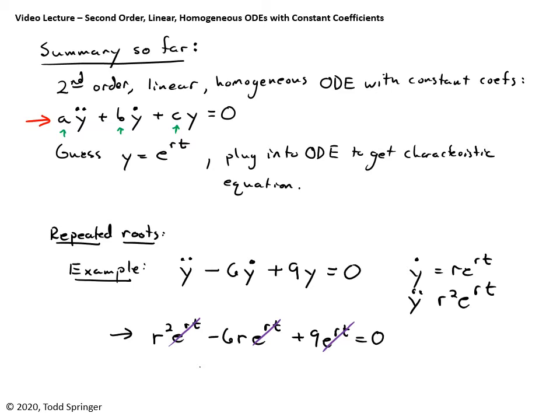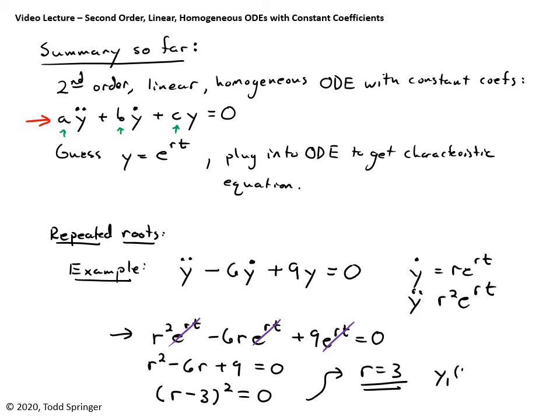And I end up with this equation, r squared minus 6r plus 9 is equal to 0, which can be written like this, r minus 3 squared is equal to 0. So it only has one solution, r is equal to 3. Okay. So we know we have one solution, which is y1 of t is equal to e to the 3t. But that's weird, right? This is a second order ODE, and so I should have two solutions with two arbitrary constants in front of them to get my general solution. So how do I get the other solution? That's the question.